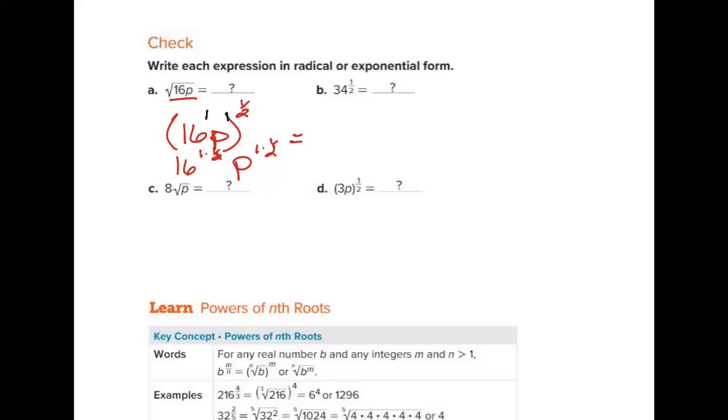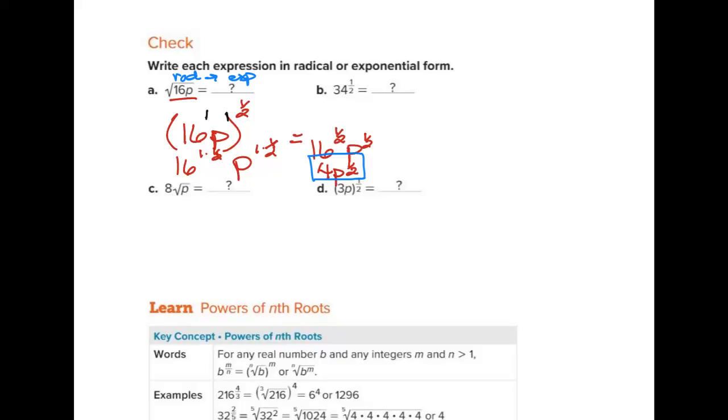Okay, what is 16 to the 1/2 power? What number times itself gives you 16? No, 8 times 8 is not 16. What number times itself gives you 16? 4. So 16 to the 1/2 power is 4, and p to the 1/2 would just stay as p to the 1/2. So you changed it from radical form to exponential. And it's 4p to the 1/2.